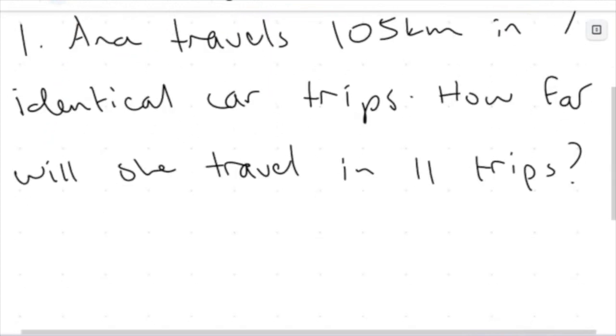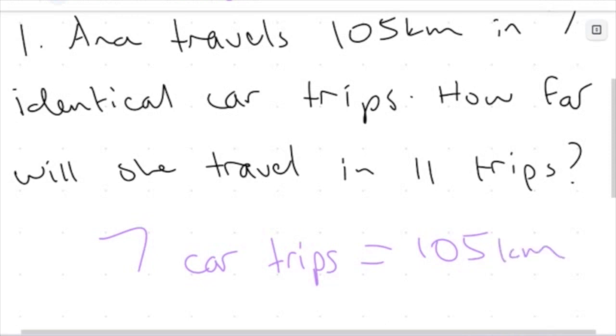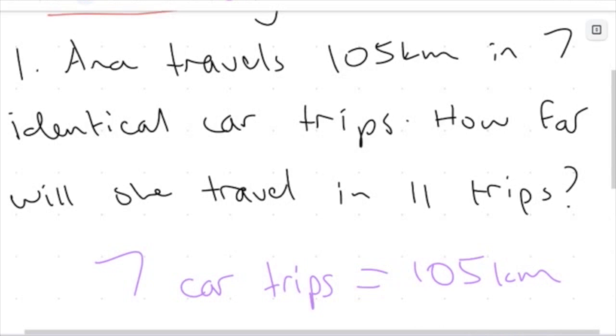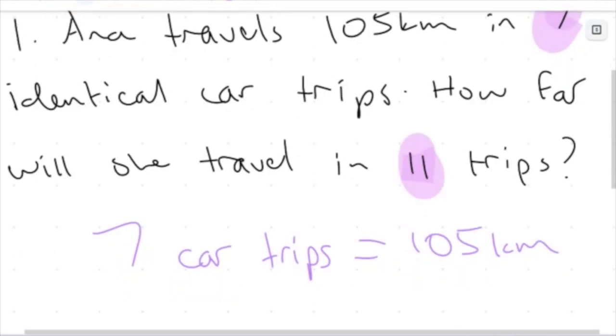So what we're going to do to lay out our question, well, we're going to say 7 car trips. The distance in these 7 car trips is going to equal 105 kilometers. And the essence of what we're trying to do in this question and how we're going to use the unitary method is we want to get from 7 to 11. We want to bring this down to how many kilometers she drives in one car trip, and then from there figure out how we'd get to 11 car trips.